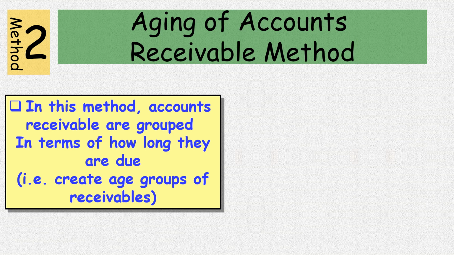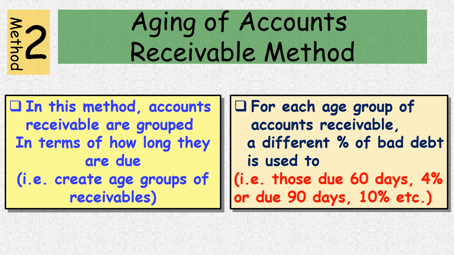Some receivables we might not have collected within 30 days because we haven't collected them for 30 days now. Some would be 60 days old, 90 days old, and so on. So we need to create age groups. Now, based on each age group, the business will have an expected percentage of bad debt expense.